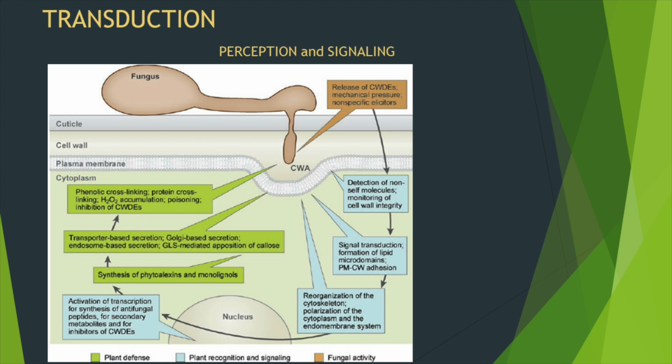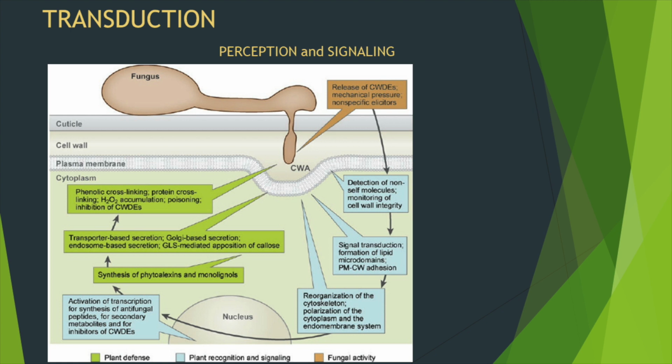I have already mentioned what signal transduction is. Once the signal is perceived by the surface receptors, it is transduced. The first step is the detection of non-self molecules. Molecules that are present on the fungus are never present within the plant cell, so these molecules are called non-self molecules, and they are detected by the plant cell. That is the first step.